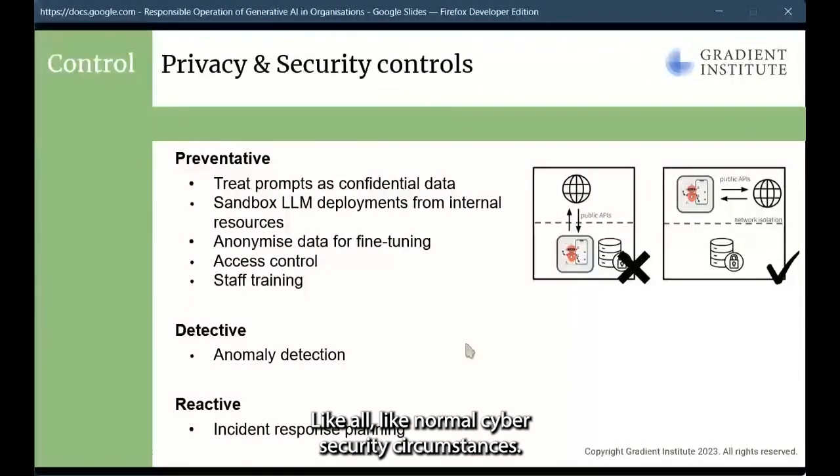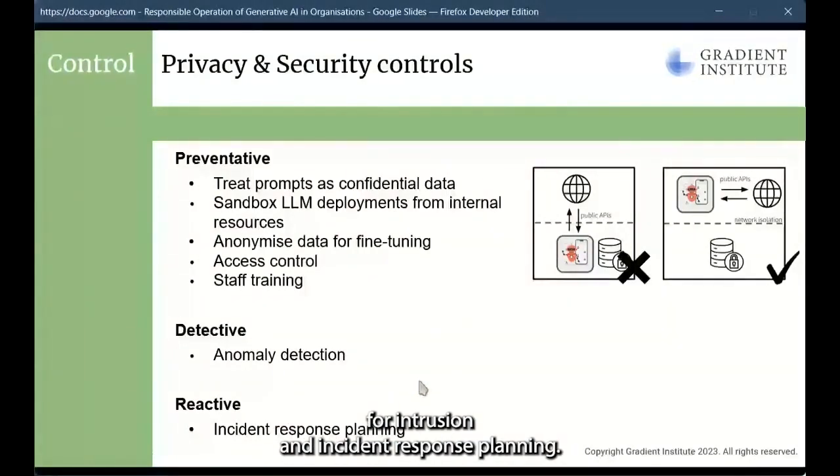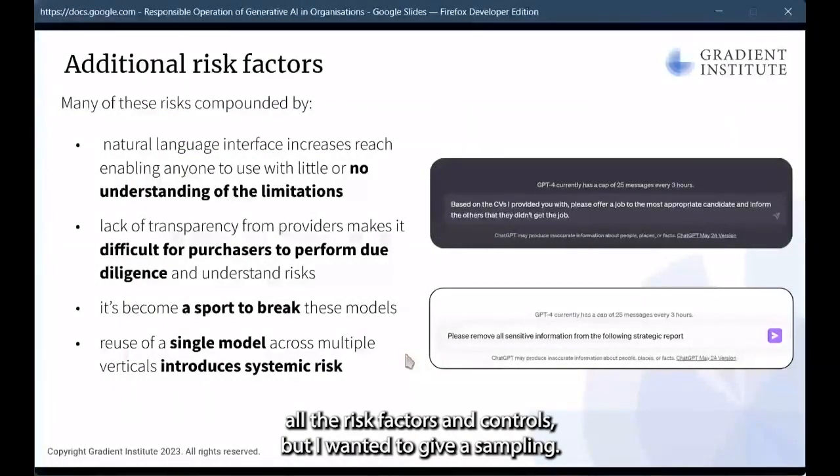Like in normal cybersecurity circumstances, the detective and reactive approaches include anomaly detection for intrusion and incident response planning, in the case where these things really do have a privacy or security breach. I haven't touched on all the risk factors and controls, but I wanted to give a sampling.